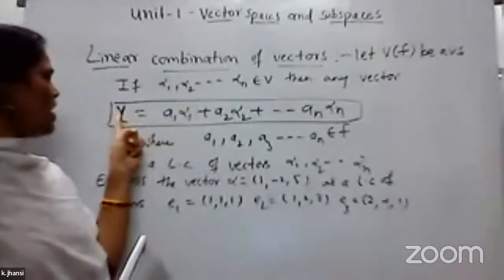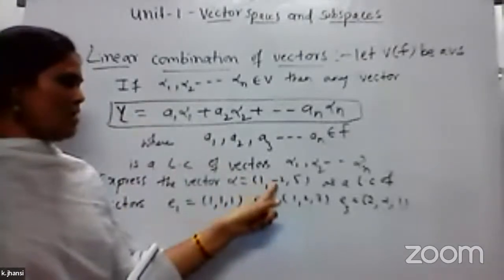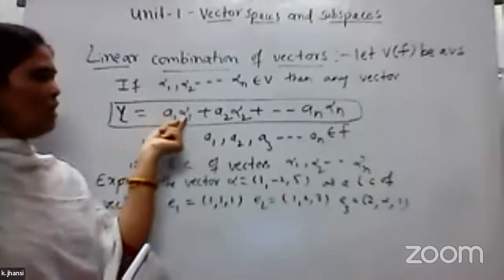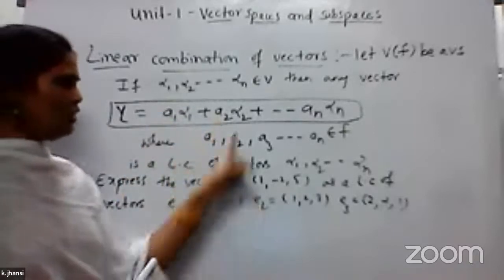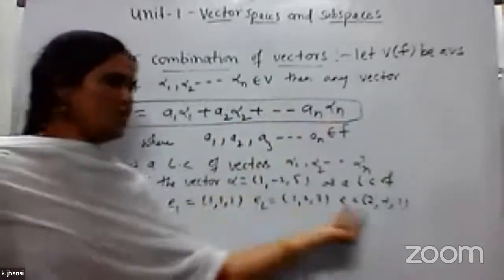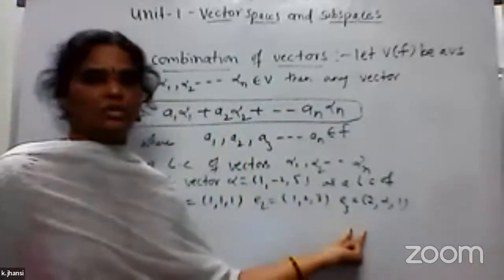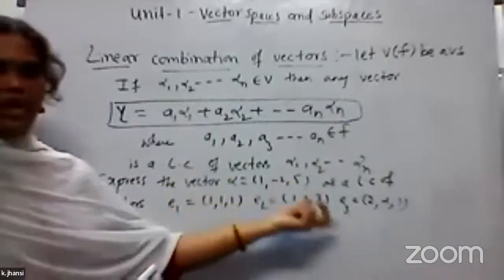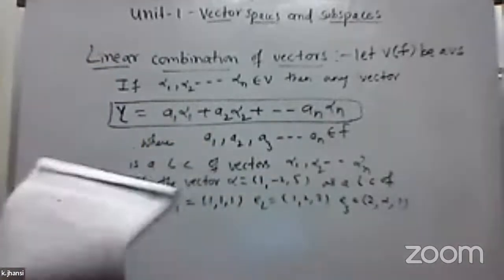Here the gamma is alpha, and that value is 1 comma minus 2 comma 5. So you have to write it equals a1 into alpha 1, but instead of alpha 1 we have e1, that is a1 into e1, a2 into e2, and since only 3 vectors are given here, a into e1 plus b into e2 plus c into e3. When you add them and equate it to alpha, you will get the a, b, c values. That is what a linear combination of the vectors means, to find that.